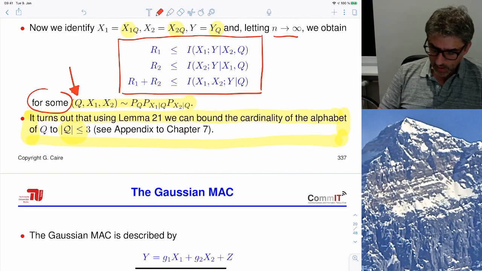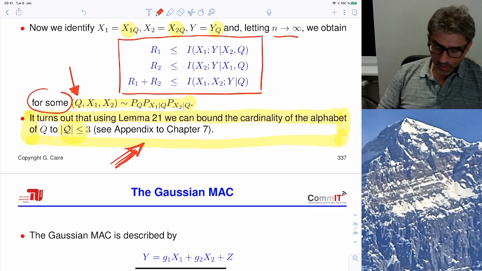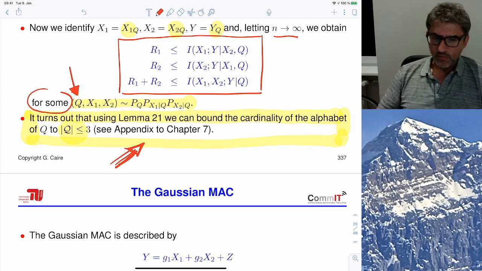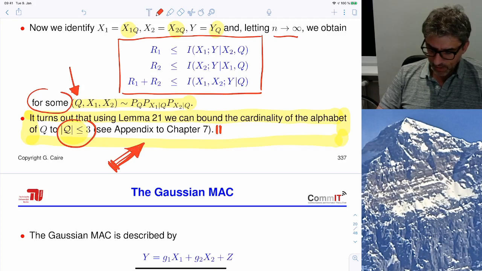This is a result that uses properties of convex sets and convex hulls, and we are going to see a general technique to prove this type of cardinality bounds in the appendix of this chapter. So at the moment we just say, okay, it can be proved. We are happy about the fact that this can be proved. We are going to see more details in the appendix because it's interesting.